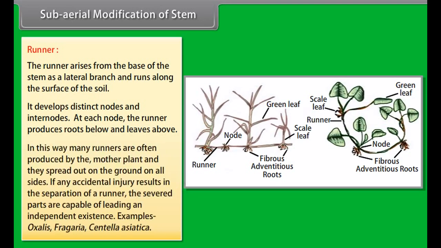In this way, many runners are often produced by the mother plant, and they spread out on the ground on all sides. If any accidental injury results in the separation of a runner, the severed parts are capable of leading an independent existence. Examples: Oxalis, Fragaria, Cassia statica.